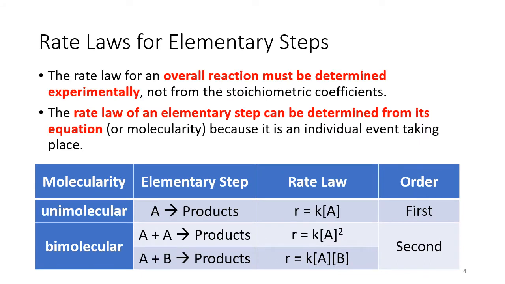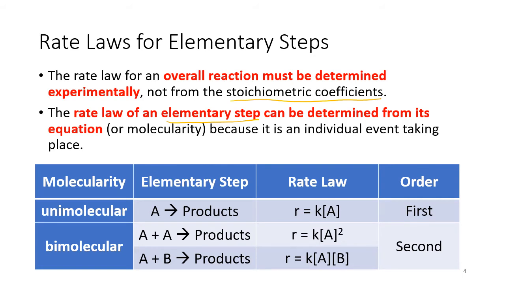We previously learned that the rate law for an overall reaction had to be determined experimentally. We couldn't look at the stoichiometric coefficients in order to write our rate law equation. We had to use something like the method of initial rates, look at all that data, and then figure out the orders to write the rate law. But it's a little bit different when we're looking at an elementary step. If we're just trying to write the rate law for one individual elementary step, we actually can look at the coefficients and the species that are involved in that step.